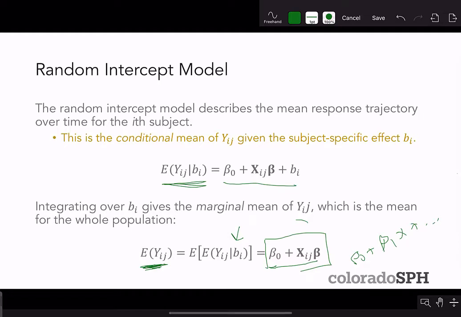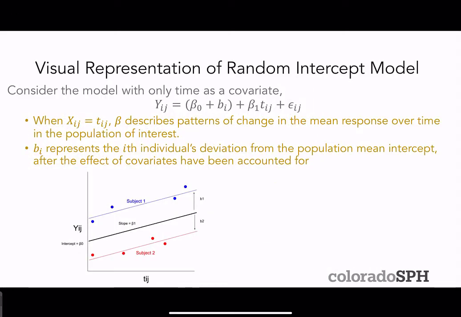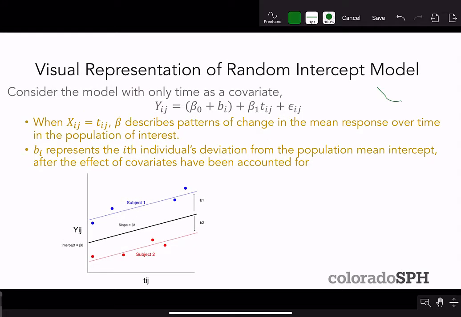I think it can be helpful to see this visually, so I have a picture on the next slide. We're working with the same model here that I showed you in the previous slide, the same random intercept model. I just rearranged the terms so that the two intercept terms are together. You have the population intercept and the subject-specific intercept. And I'm also simplifying this model, so I'm assuming right now there's only one covariate, and that covariate is time.